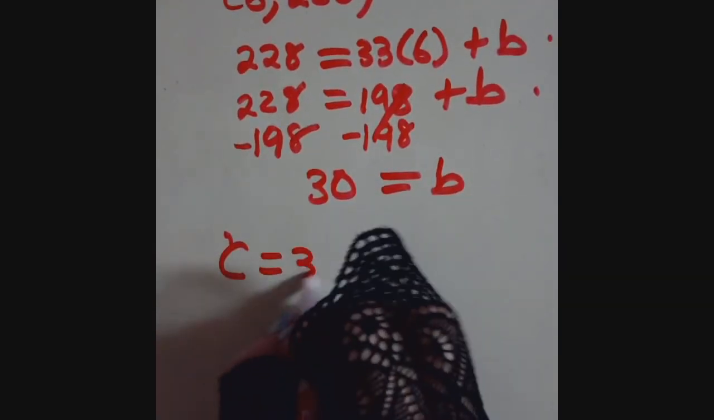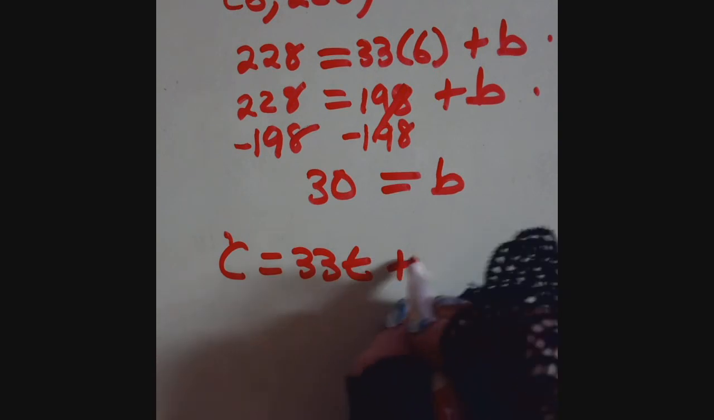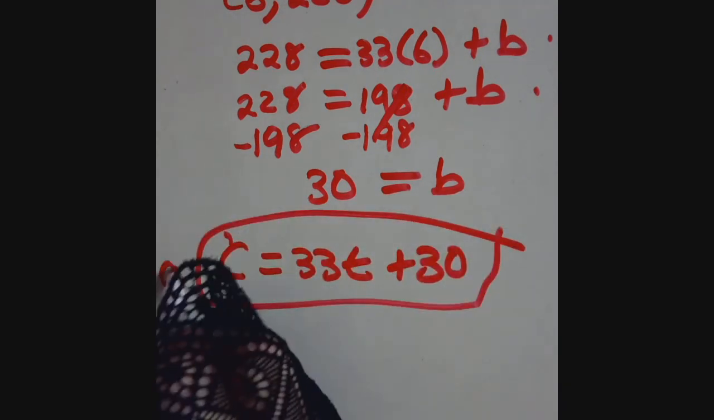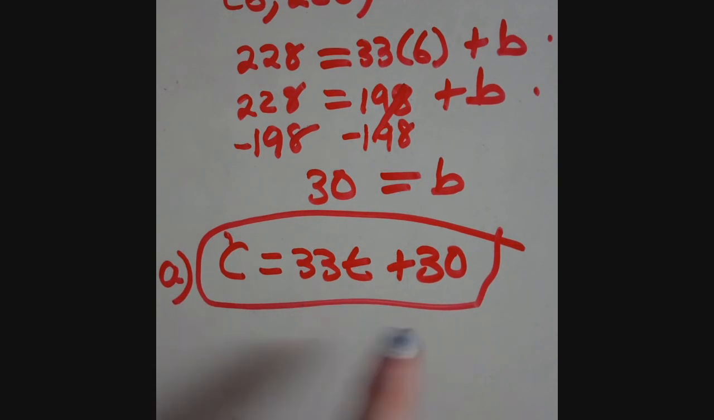C equals 33T plus 30, okay? So it's 33, that's the A part. It's $33 a month, and it cost me $30 to join.